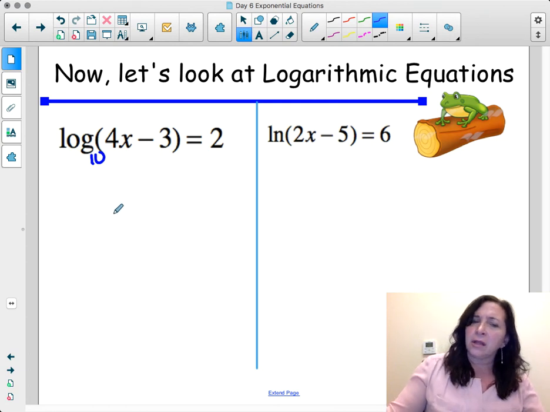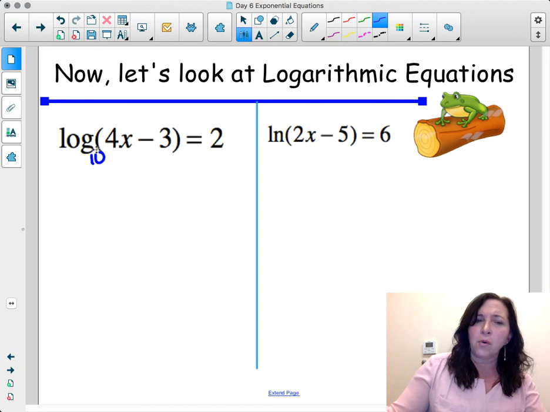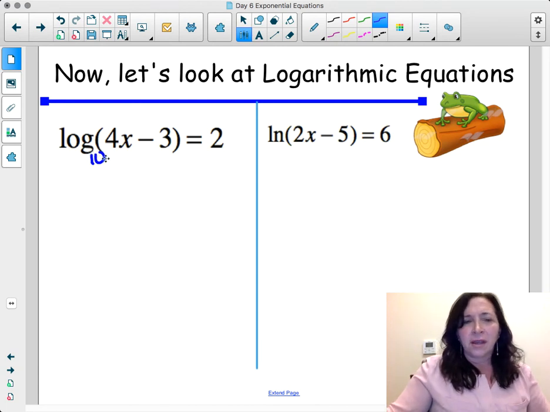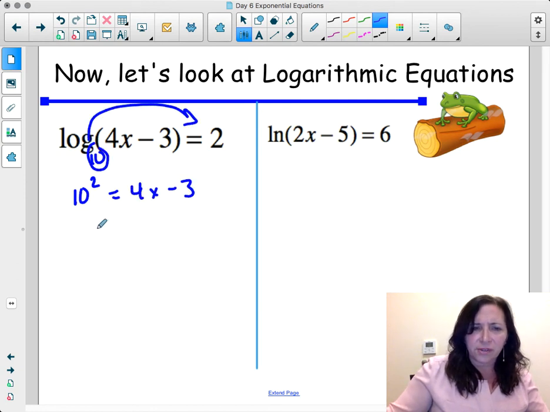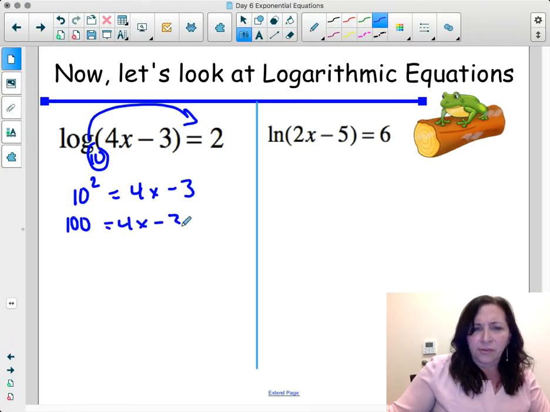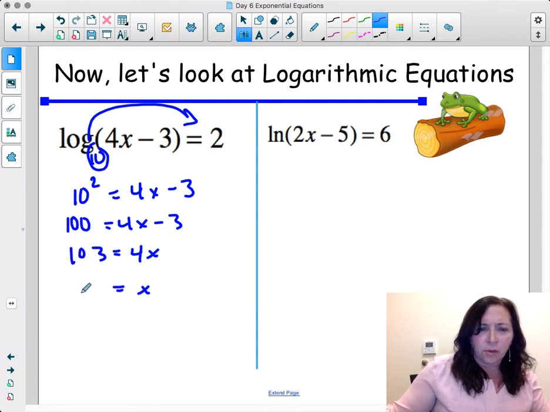And then a lot of times when they put that value in, they get, oh, I can do this, 10 to the second power. So sometimes that does help, 4x minus 3, base to cross the equal sign. We have 100 is equal to 4x minus 3, add 3. We get 4x equals 103. X equals 103 divided by 4.